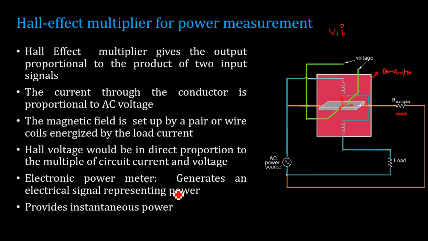It generates an output, an electrical signal, which represents the power. Here we are not getting power directly; we are getting the output in terms of voltage. So you have to calibrate your meter in such a way that it indicates power. You are getting a voltage, and this voltage will be equivalent to some value of power. It gives the instantaneous value of power, that is, at each instant what power is consumed in a particular source.